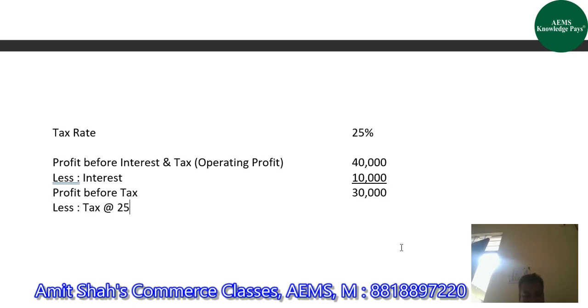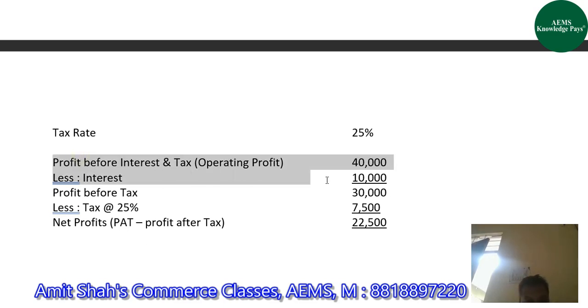Let's say tax rate is 25%. Otherwise, also in India, all Indian companies tax rate is 25% of net profit. So 25% of 30,000 is 7,500. So now the net profits, which are also known as PAT, that is profit after tax, is 22,500.